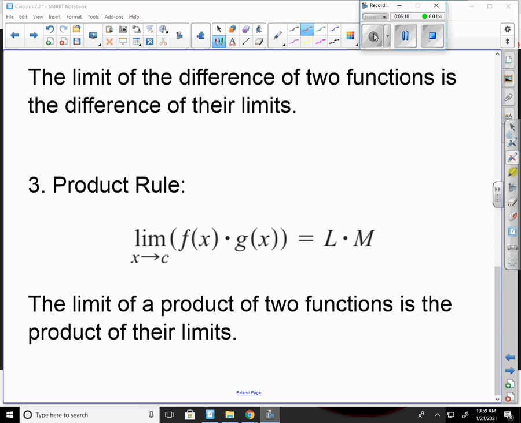Likewise, we have the product rule. This says if I have the limit as x approaches c of f of x times g of x, then that's equal to the limit L times M. So the limit of a product of two functions is the product of their limits.